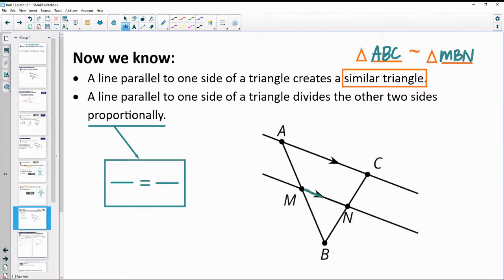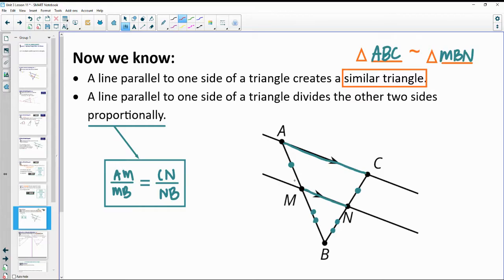So we've got this line parallel to this side of the triangle, so these other two sides are split proportionally. Meaning that when I divide this little chunk AM by MB, it's going to equal the division of these other two chunks, CN divided by NB. So those little pieces are going to be proportional. So is the entire triangle.